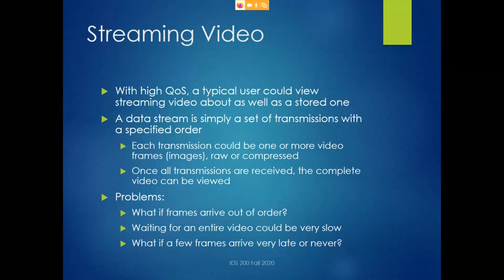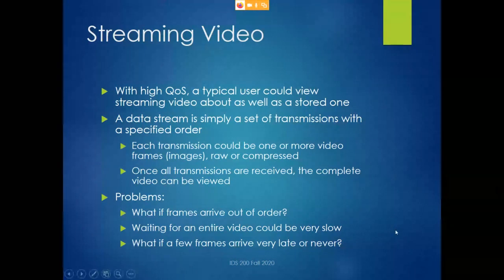Now, in the data stream, each of those transmissions could be one or more video frames. They could be raw, just exactly how they were originally made as images, or they could be compressed in some way. But as you're receiving that stream, your video application will process them and convert that data stream into actual viewable frames. Now, in the case of streaming video, once you've received all the transmissions associated with the video, a complete string of frames from end to end, you can watch the complete video. But you need to have them all in place before you can watch the whole thing.